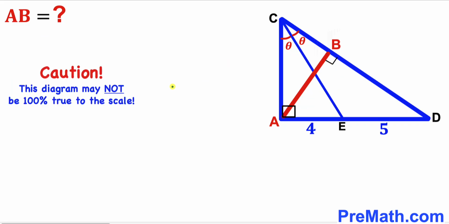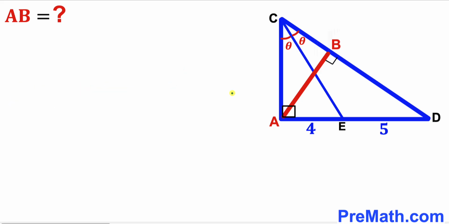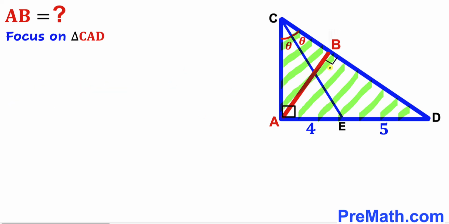Please keep in mind that this figure may not be 100% true to scale. Let's go ahead and get started. Here's our very first step. Let's focus on this right triangle CAD. We know this side length is 4 plus 5, which makes 9 units. Now our task is to calculate this side AC and the hypotenuse CD as well.